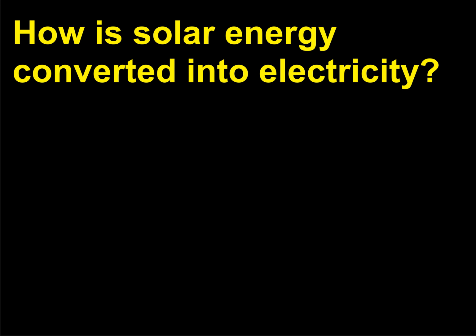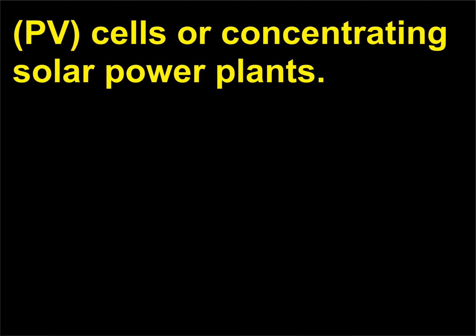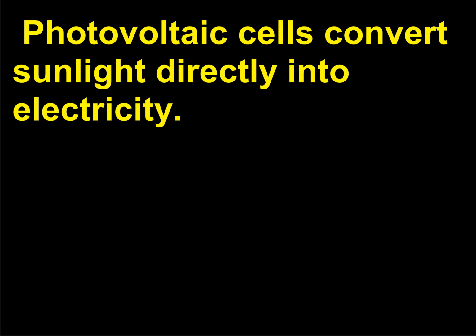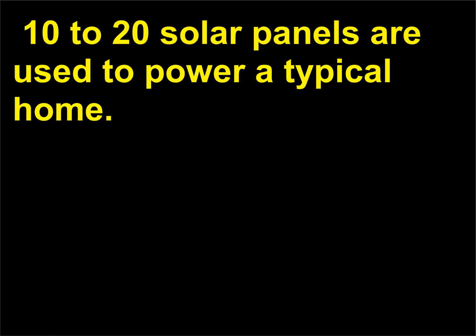How is solar energy converted into electricity? Solar energy is converted into electricity using photovoltaic, PV, cells or concentrating solar power plants. Photovoltaic cells convert sunlight directly into electricity. Individual PV cells are combined in modules of about 40 cells to form a solar panel. 10 to 20 solar panels are used to power a typical home.